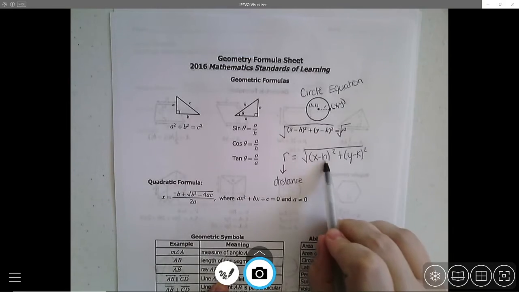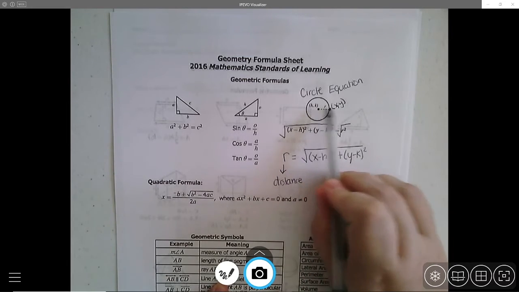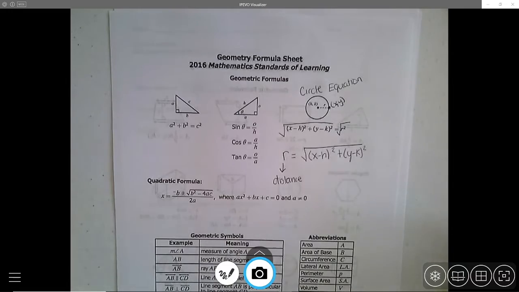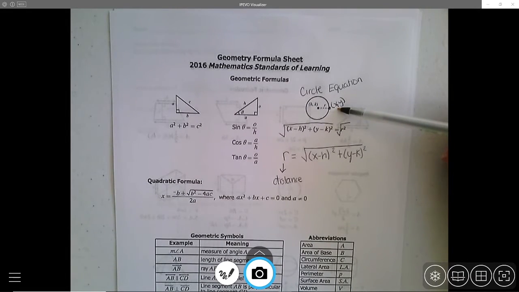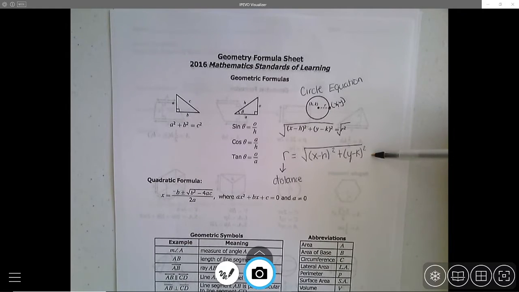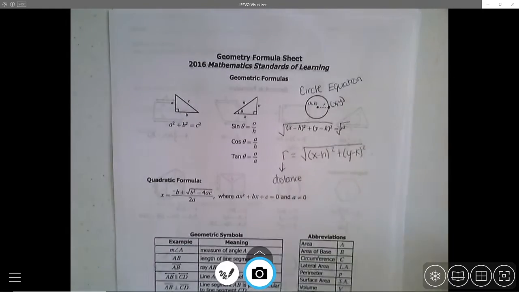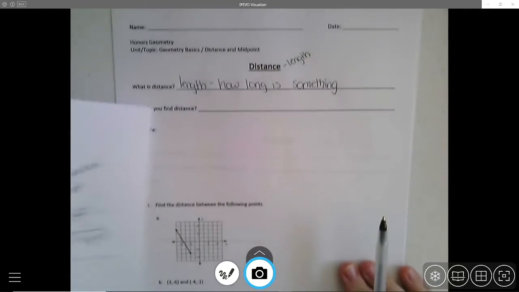x, h, y, and k are going to come from our points. So when we get to our problems, one of our points we're going to mark as (x, y). The other point we're going to mark as (h, k), and we're going to substitute into this formula and simplify. So let's go here and write that in.